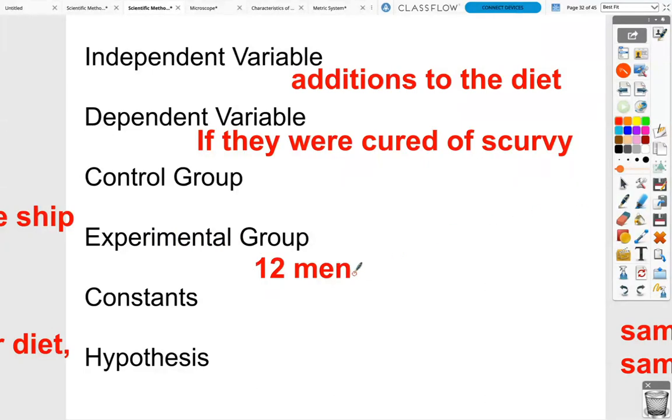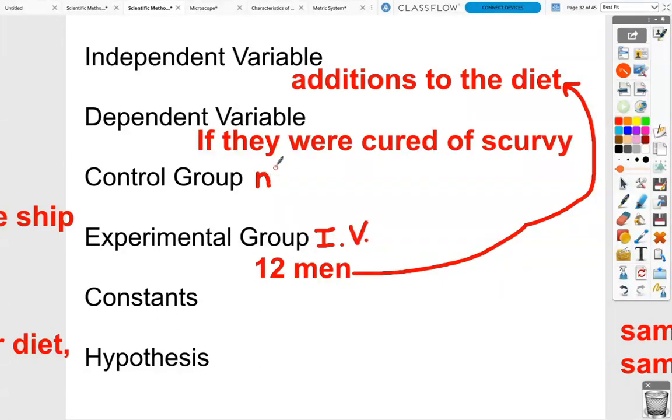So I'm going to draw a line right back up here to this. Our independent variable is in your experimental group. So remember, in your experimental group, it will contain your independent variable. So I'm going to write IV right next to that. So we'll know that our experimental group contains our independent variable. Our control group has no independent variable. Your control group does not contain your independent variable.